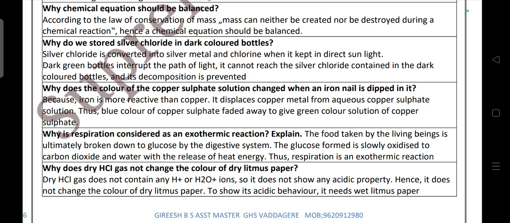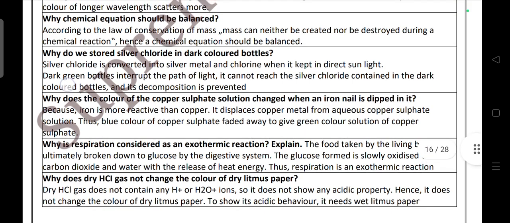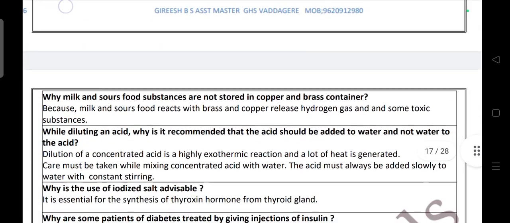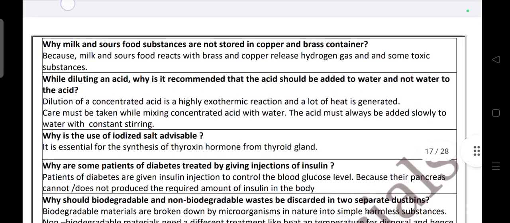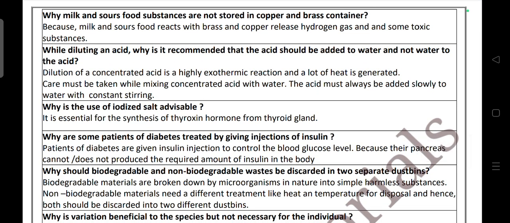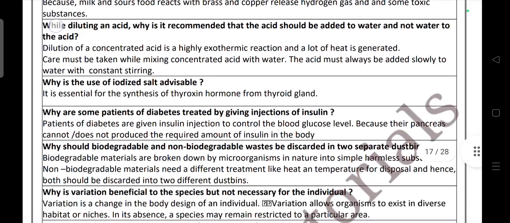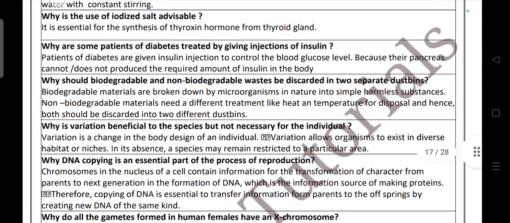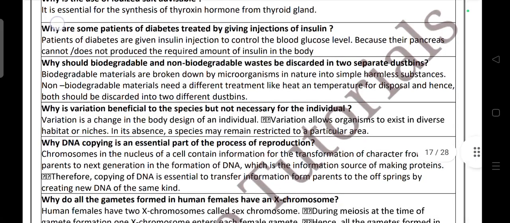Why is respiration considered an exothermic reaction? Explain. Why does dry HCl gas not change the color of dry litmus paper? Why are milk and sour food substances not stored in copper and brass containers? While diluting an acid, it is recommended that acid should be added to water, not water to the acid. Why is the use of iodized salt advisable? Why are some diabetes patients treated by giving an injection of insulin?